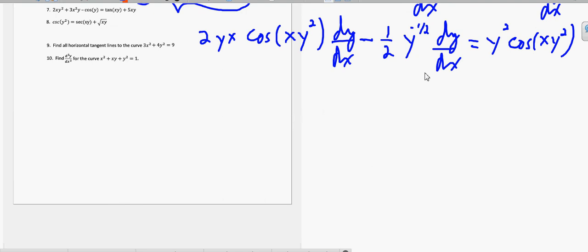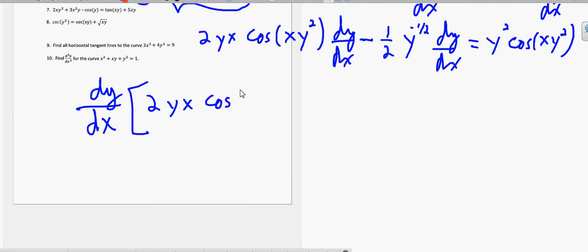Now we need to get dy/dx by itself. So we're going to factor out this dy/dx. And what's going to be left inside of here is 2yx cosine xy squared minus 1/2.